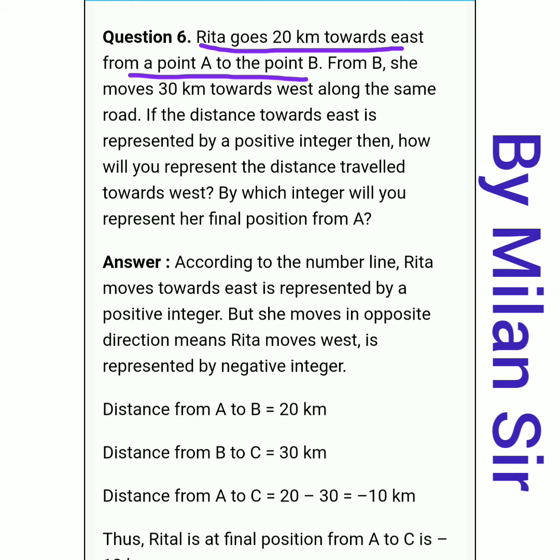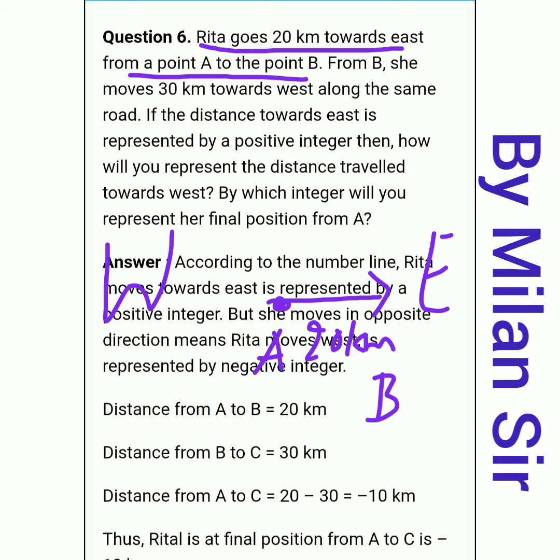First of all, Rita goes 20 kilometer toward east from point A to B, and from B she moves 30 kilometer towards the west. So we have two directions, east and west. If here I put east and here I put west, then point A is in between west and east. Rita goes 20 kilometer toward the east, and here we have our point B. From B, towards the west, 30 kilometer.